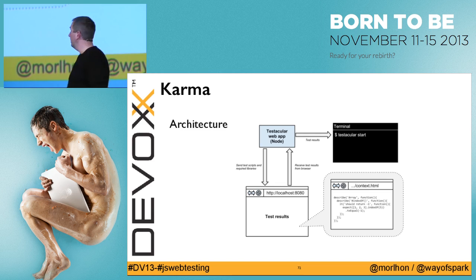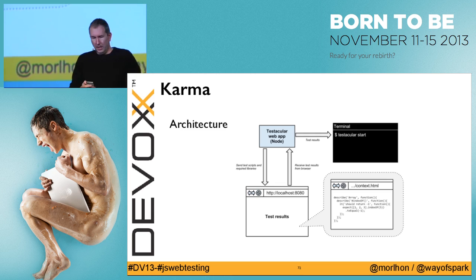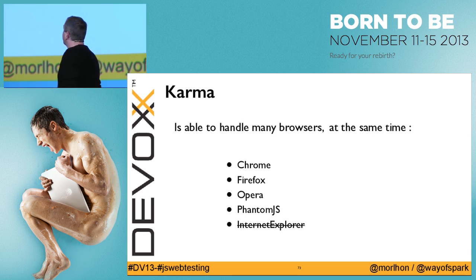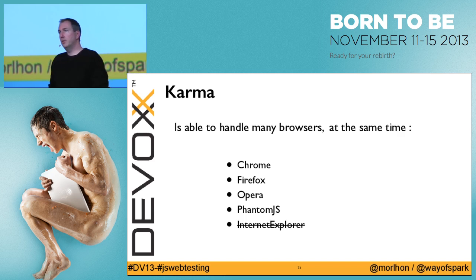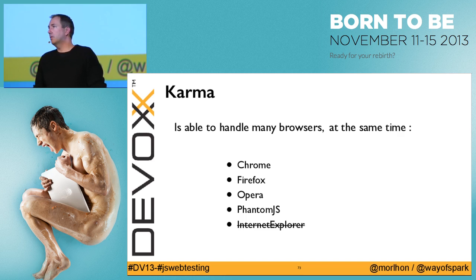So as you see, it's a web server calling another web server, including itself a web page calling the other server. So it's quite some stuff. And you will see that the configuration is not that easy. Karma is able to handle many browsers at the same time. That's what I really like. It means that if your test suite is able to be parallelized, meaning that you can run many tests at the same time, you can run them in parallel with this tool.